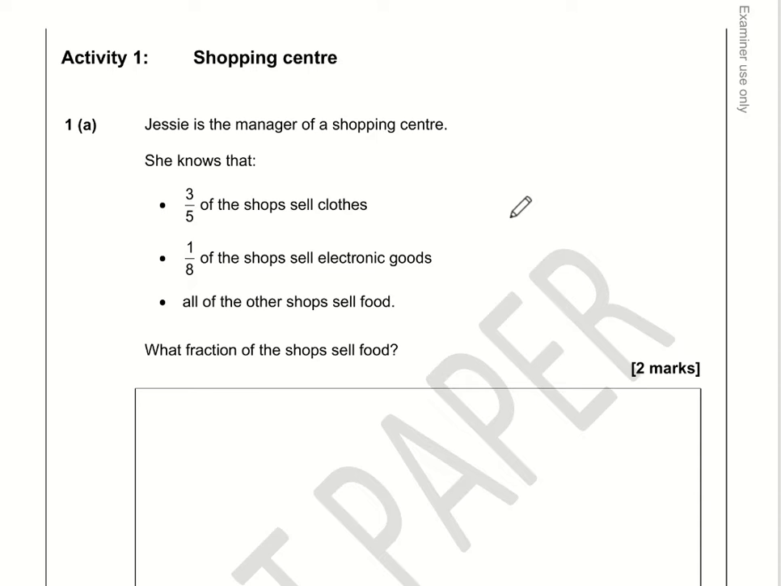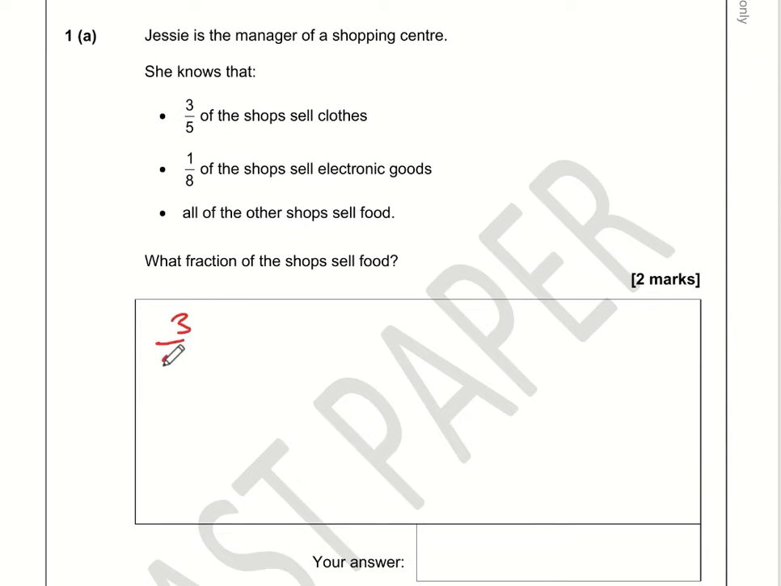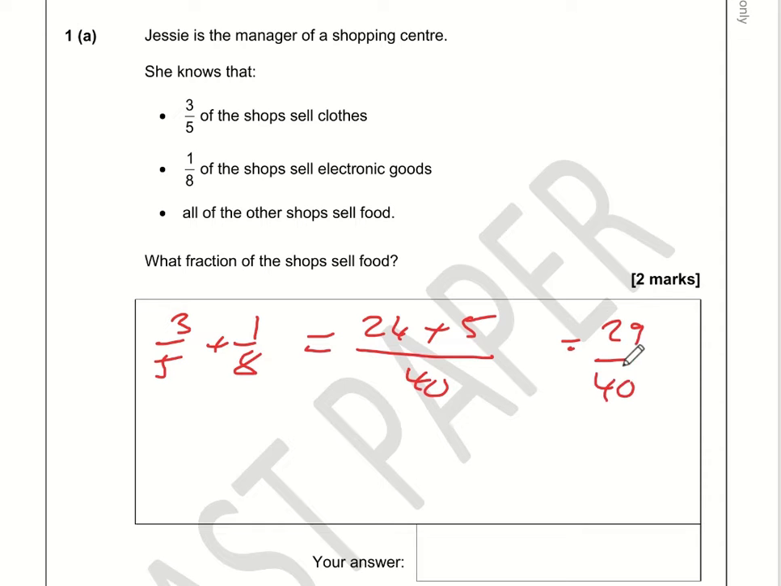So 3/5 of the shops sell clothes, 1/8 sell electronic. So let's work out what fraction sell clothes and electronic goods. That is going to be 3/5 plus 1/8. And to do this, I'm going to use the cross multiplication technique. So 3 times 8, 8, 16, 24, plus 5 times 1, which is 5, all over 5 times 8, which is 40. So that is 29/40.